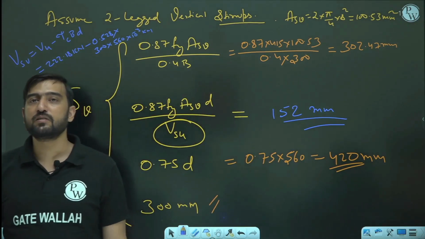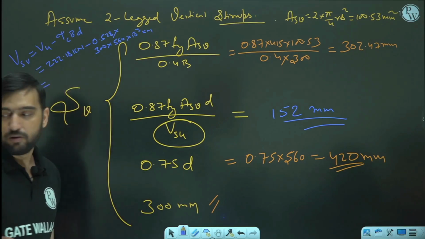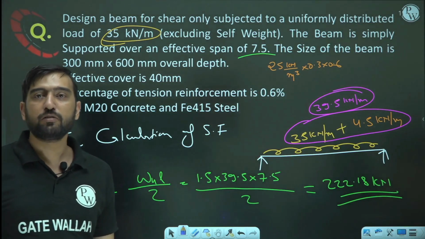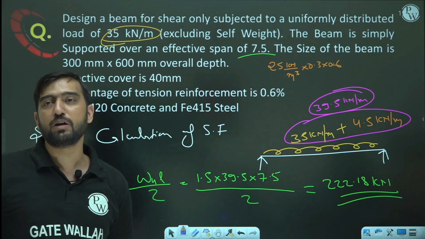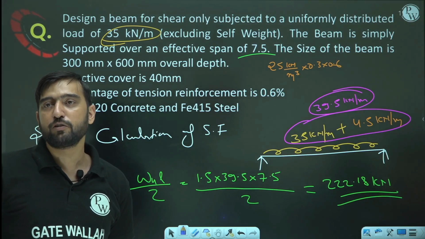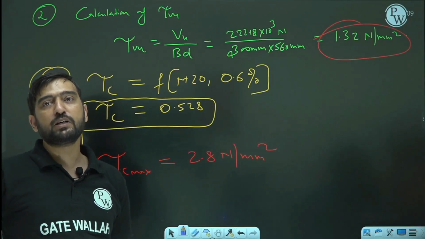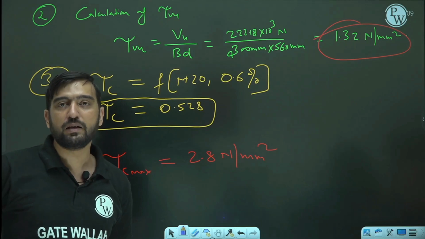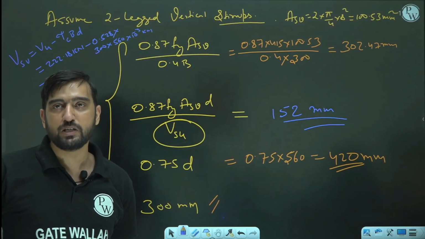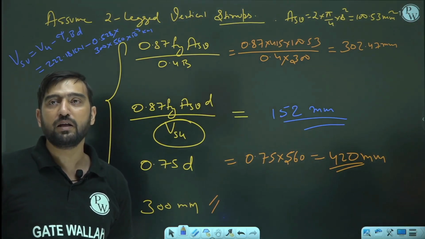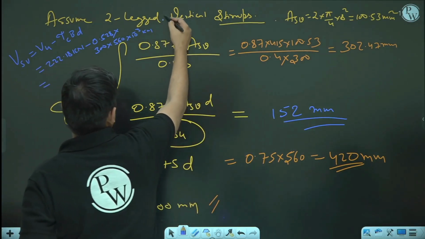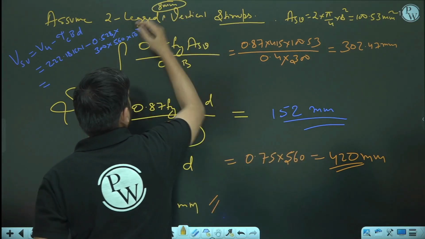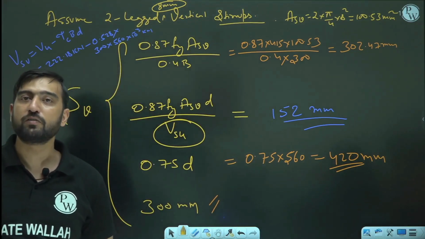So my dear friend, this is the complete design of shear. Let me quickly revise it. First of all, we calculated the shear force. The maximum shear force in a simply supported beam is WL by 2, where W is factored. So the factored shear force is coming out to be 222.18. After that we calculated tau VU, then tau C, then tau C max, and we saw that the tau VU value lies between tau C and tau C max. So we can design it for shear. We adopted vertical stirrups, assuming two-legged 8 mm vertical stirrups. The area of stirrups was 100.53.